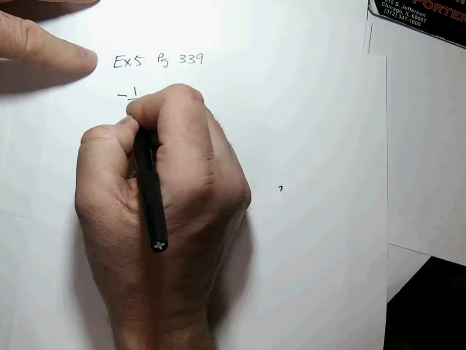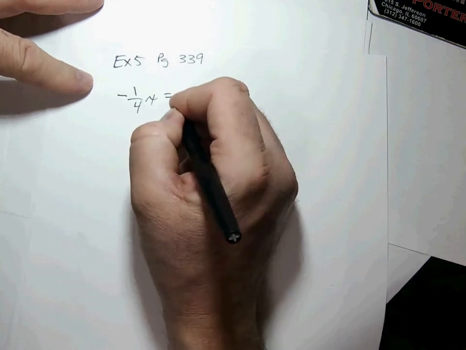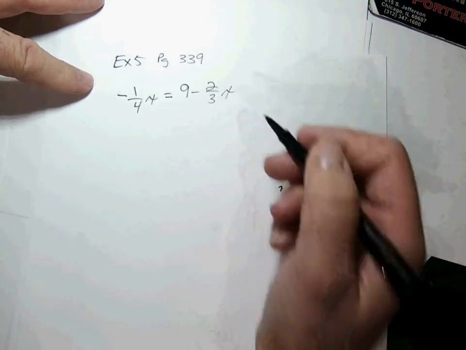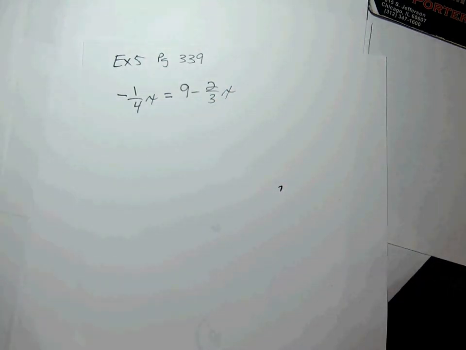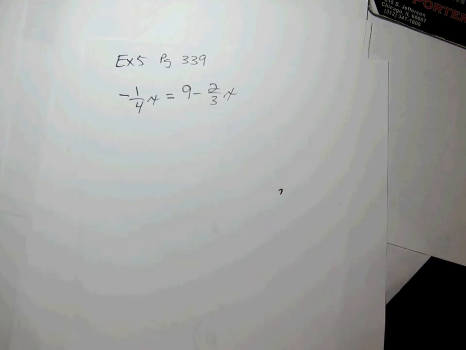Negative 1/4 x equals 9 minus 2/3 x. So I have multiple denominators at work here. Okay? The technique is going to be find the common denominator of all these different denominators. Okay? The lowest common denominator would be preferred. Okay? Well, I've got a 4 and a 3. We hopefully know what the least common denominator of a 4 and a 3 is. It would be a 12, right?